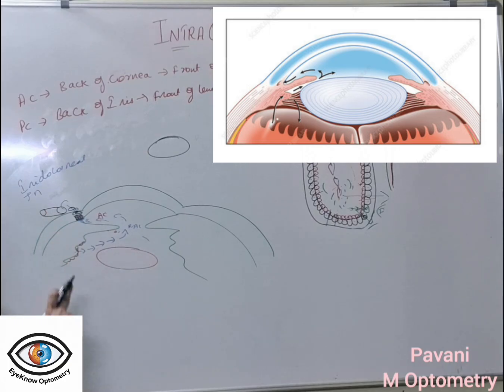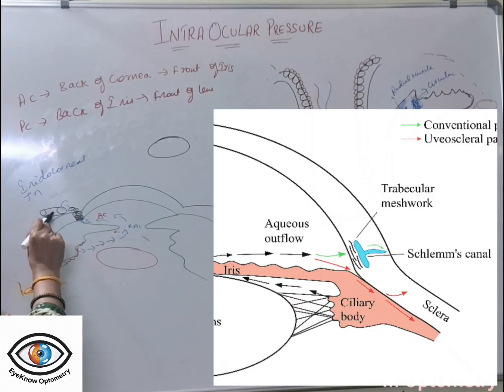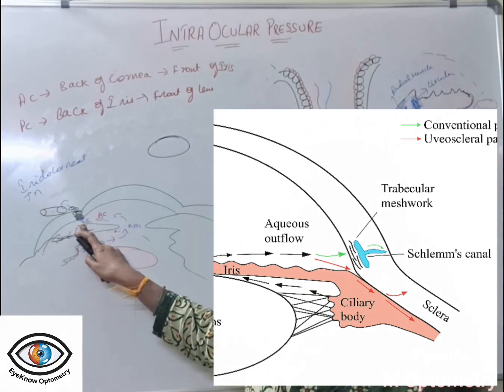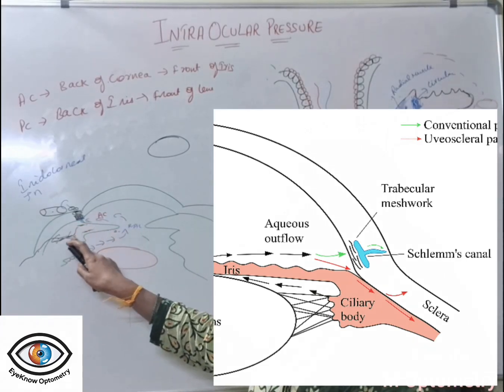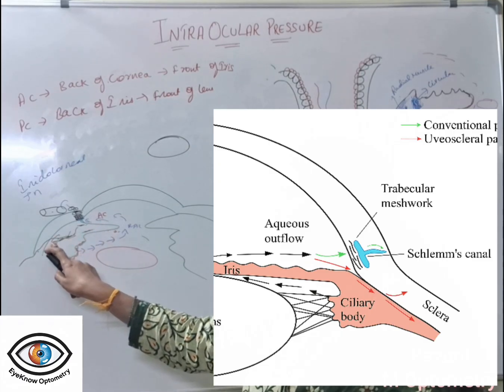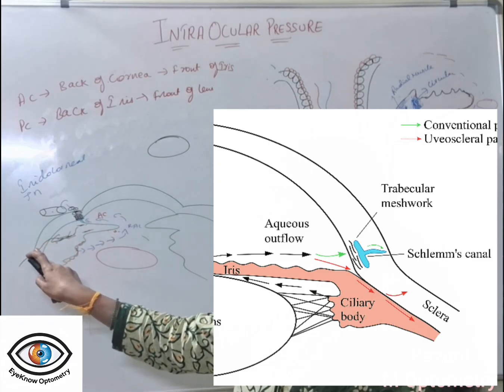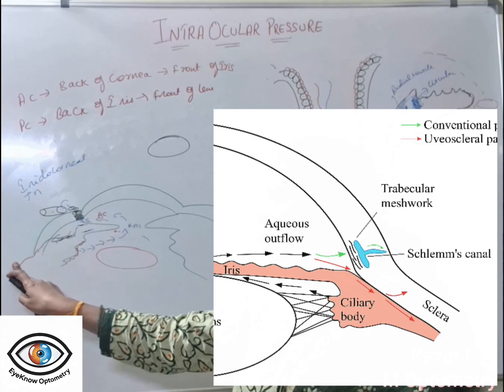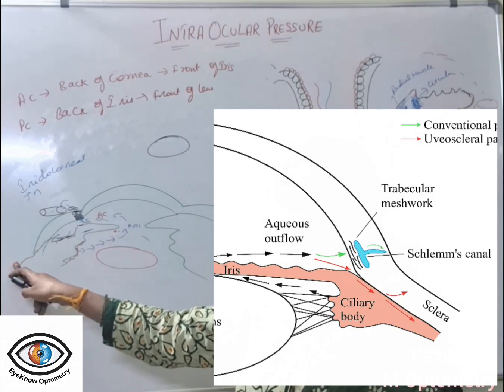So 90% of the aqueous humor drains out through the trabecular meshwork, Schlemm canal, collector channels, and then it goes to the episcleral veins. The remaining 10% of the fluid, when it reaches the iridocorneal junction, goes to the ciliary muscles through the roots of the iris. From there it reaches the suprachoroidal space, which is nothing but the space between the choroid and sclera. From there it reaches the veins of the sclera and orbit.